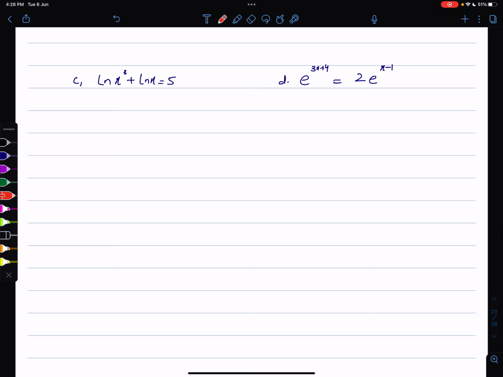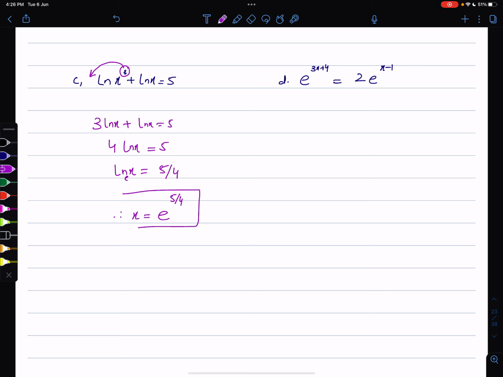Okay, now the third part says solve ln x cubed plus ln x equals 5. So using the power rule, we can bring down this 3. It's going to be 3 times ln x plus ln x equals 5. That is 4 times ln x equals 5, which means ln x is equal to 5 upon 4. Now ln is always to the base e, therefore x must be equal to e raised to the power of 5 upon 4.